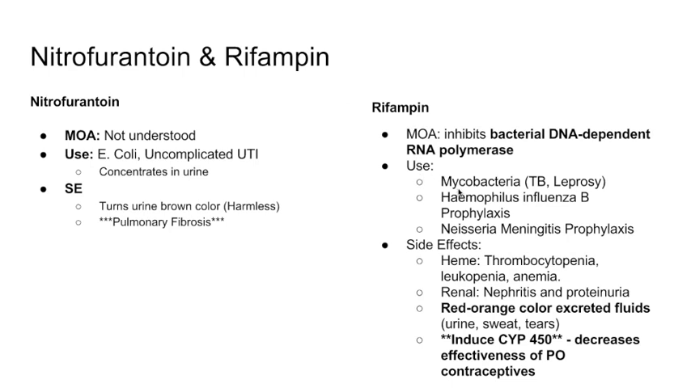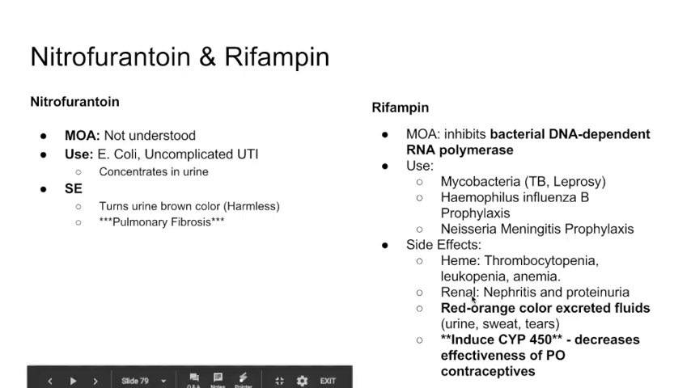It's used for mycobacteria, which is tuberculosis or leprosy. It's also used for Haemophilus prophylaxis and Neisseria meningitidis prophylaxis as well. Side effects are kind of important. It causes hematologic side effects, so thrombocytopenia, leukopenia, and anemia. And if I want to lump all of these in one word, what would it be? Yes, pancytopenia. Also, it causes renal side effects, so nephritis and proteinuria.